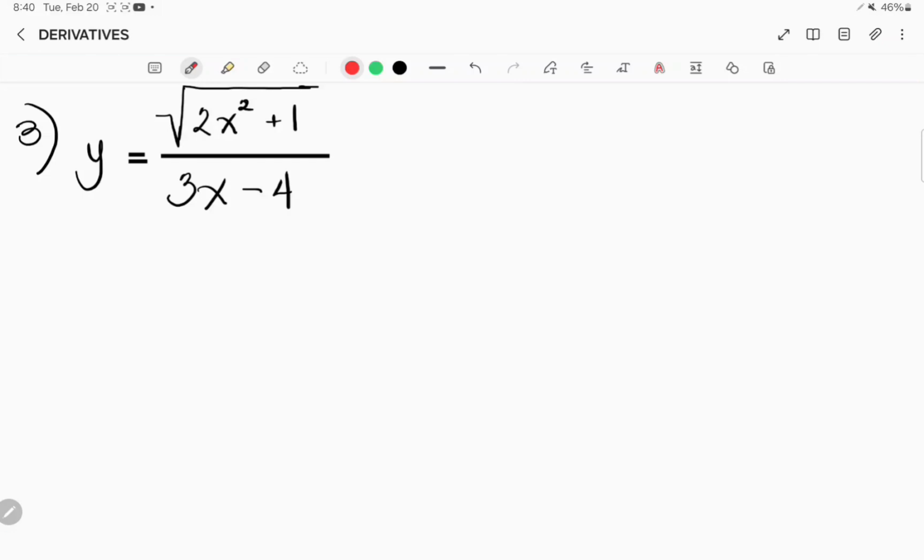So we have y is equal to square root of 2x squared plus 1 over 3x minus 4 in our third example. So this is our u over v. Now y prime is going to be equal to v, which is 3x minus 4, and v du rather, our u can be rewritten as 2x squared plus 1 raised to 1 half.